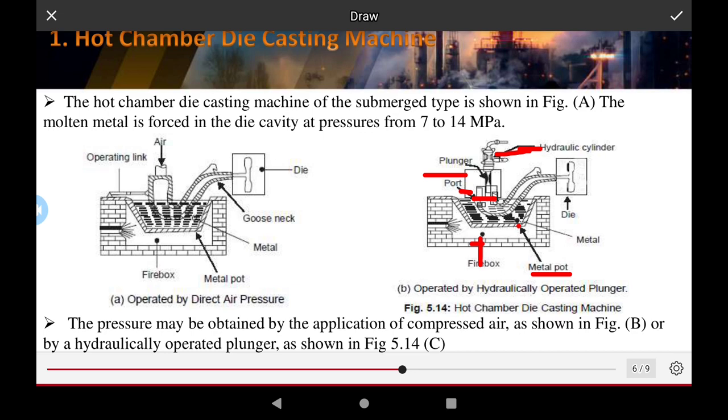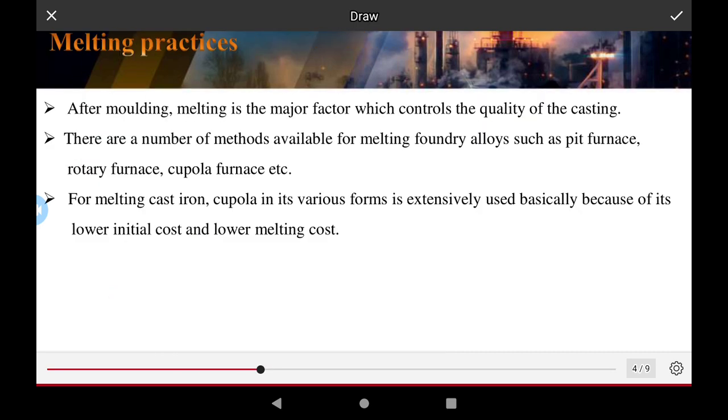The hydraulic cylinder is applied to the mold. The plunger is operated hydraulically, and the fuel is obtained by the application of compressed air. So this is the hydraulically operated plunger shown in the figure.